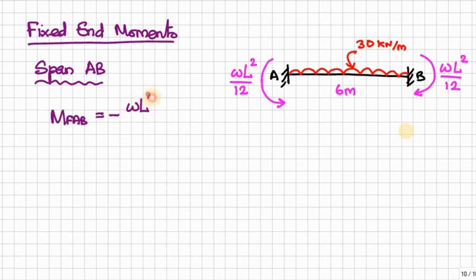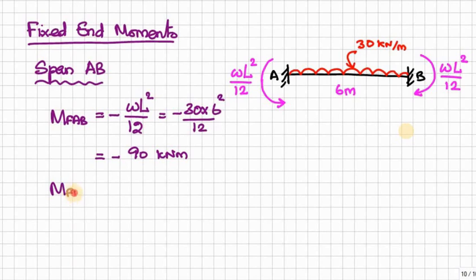Therefore, MFAB is equal to minus WL squared by 12 because anti-clockwise direction, which is equal to minus 30 into 6 square divided by 12 is equal to minus 90 kilonewton meter. Similarly, MFBA is equal to plus WL squared by 12 because clockwise direction, which is equal to plus 90 kilonewton meter.